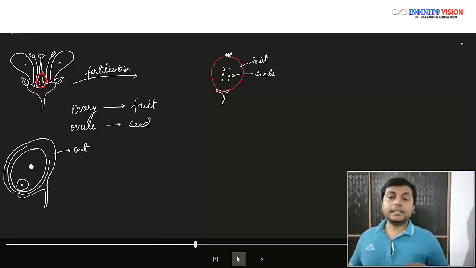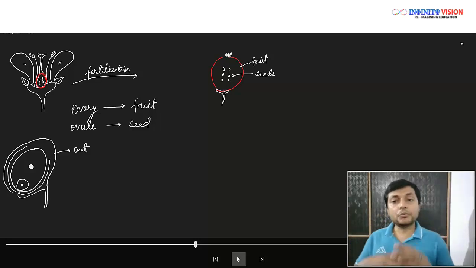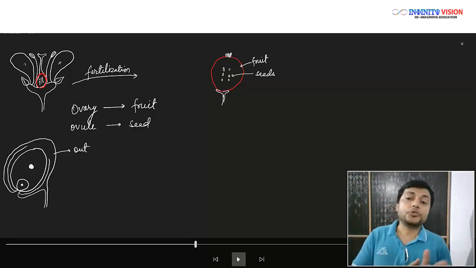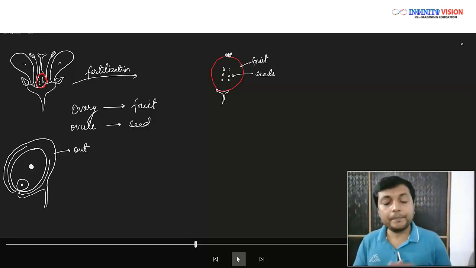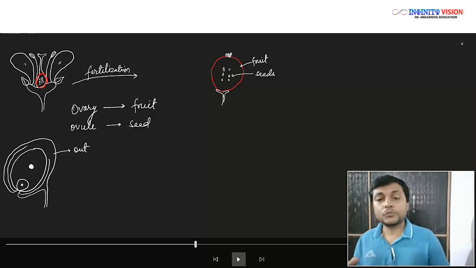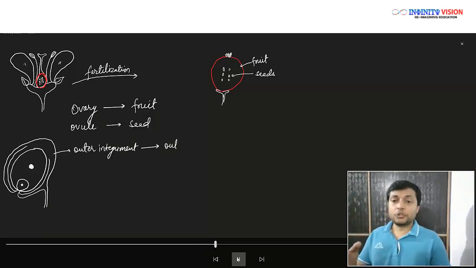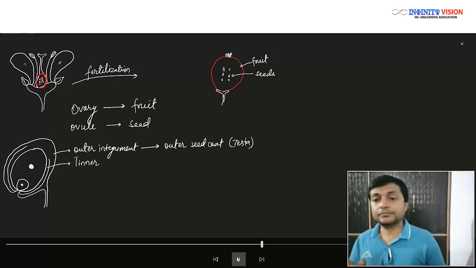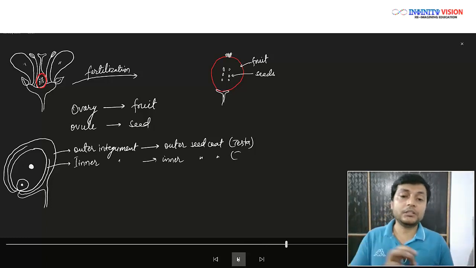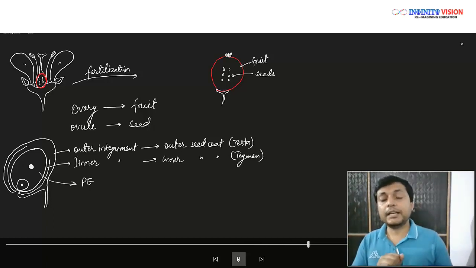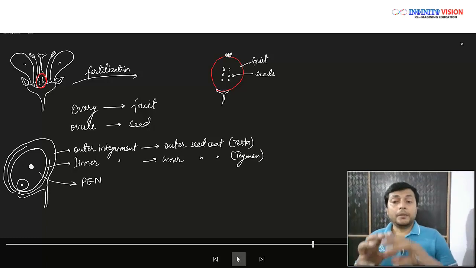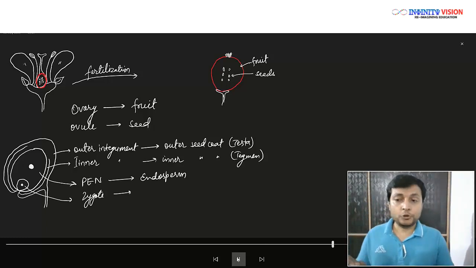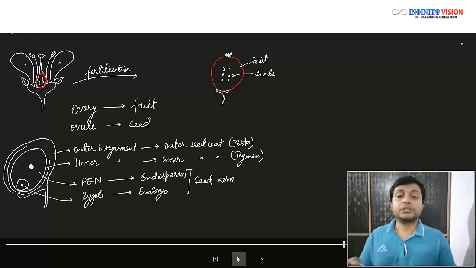Now let's see what the different structures of ovule are transformed into, which part of the seed. Okay, so let's see, this is a typical ovule, and the ovule has this integument. The outer integument converts into outer seed coat, which is known as testa. The inner integument converts into inner seed coat, which is known as tegmen, whereas the primary endosperm nucleus is converted into endosperm. The zygote is converted into embryo.